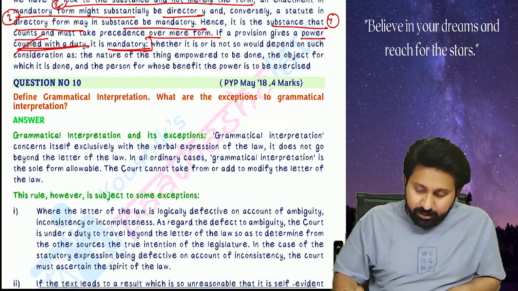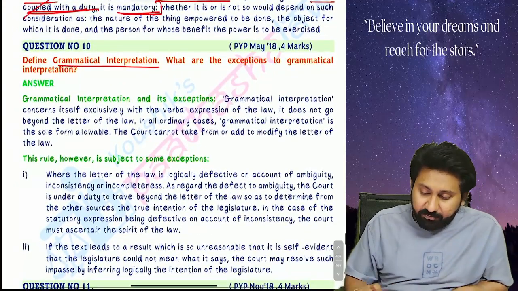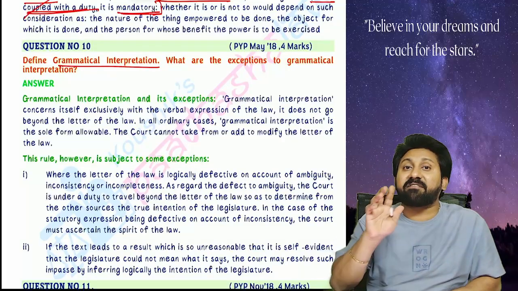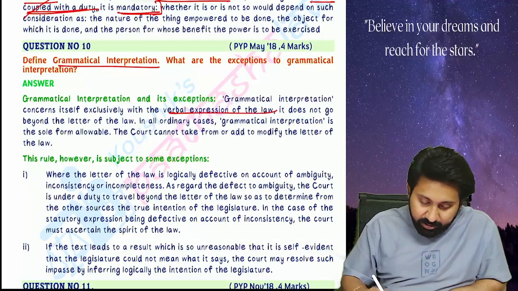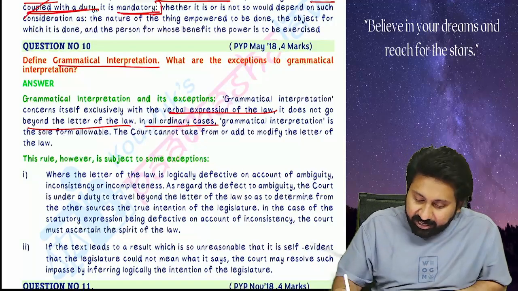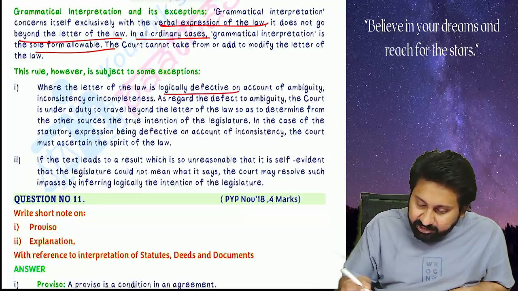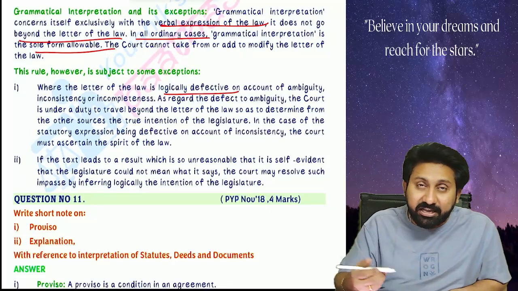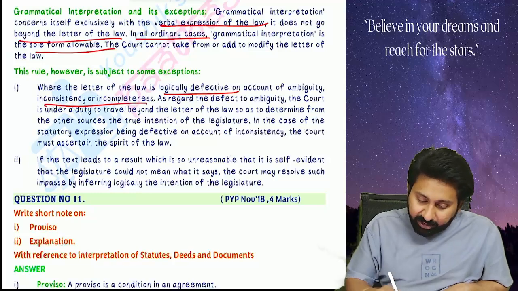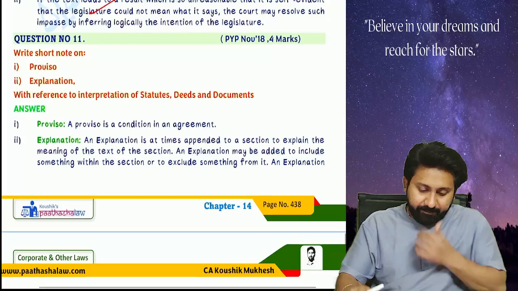Okay? Next. Already we read grammatical interpretation. What did we read in grammatical interpretation? Grammatical interpretation goes as per the verbal expressions of the law. It does not go beyond the letter of law. In ordinary cases, grammatical interpretation is the sole form available. When the letter of law is logically defective, resulting in ambiguity, inconsistency, repugnancy, etc., then the court will travel beyond the letter of law. All these we already completed. Next.